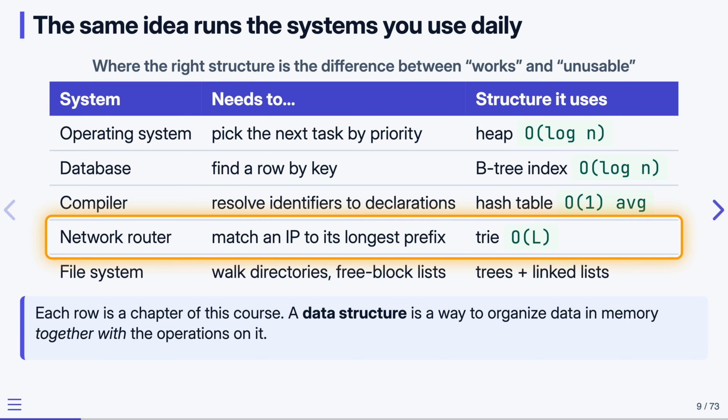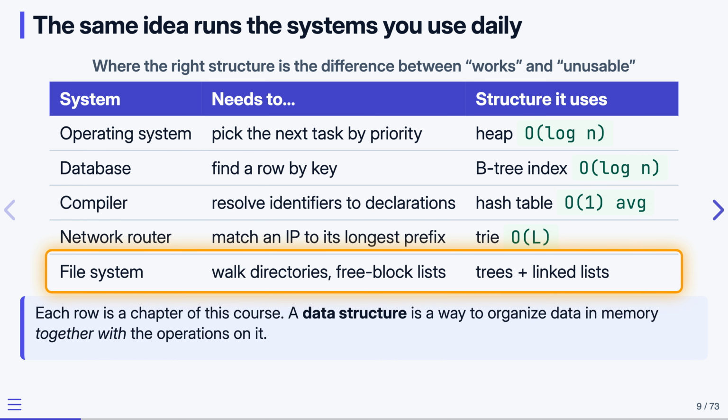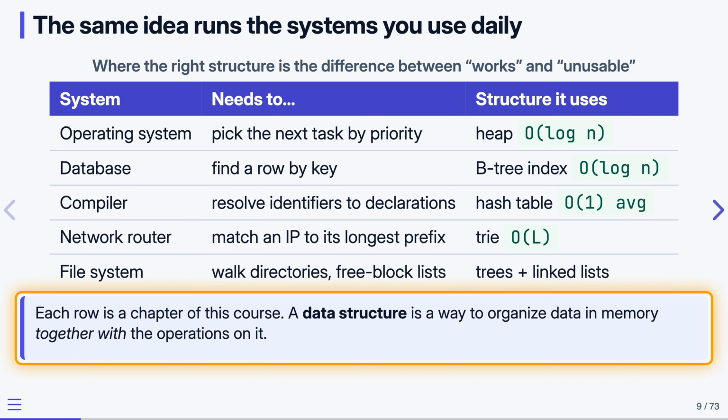A network router must match an address to its longest prefix. It uses a trie at big O of L. A file system must walk folders and lists of free blocks. It uses trees and linked lists together. Each row here is really a chapter of this course. A data structure is a concrete way to organize data in memory, together with the operations that read and change it.